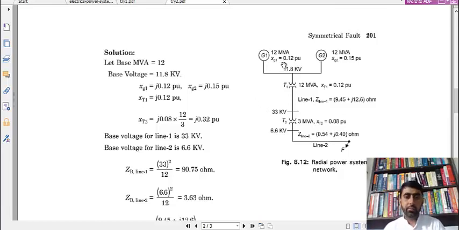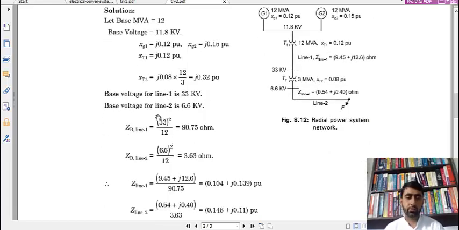We'll first select the base as 12 MVA and 11.8 kV throughout the network. Of course, this will change as per the transformer ratio, but for the time being on the generator side, we'll take this as 12 MVA and 11.8 kV. Since XG1 and XG2 are calculated on these two values, they will not change. XG1 will be the same, XG2 will also be the same, and since 12 MVA is the base here, XT1 is also on the same base, so it will not change. It will remain as it is, 0.12.